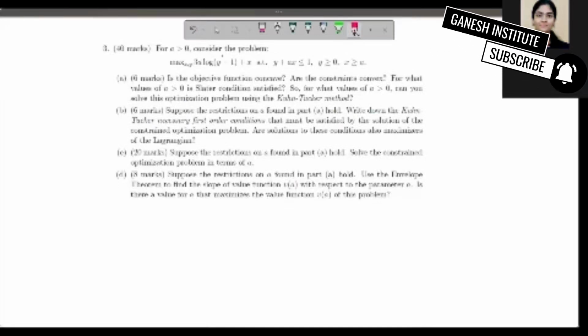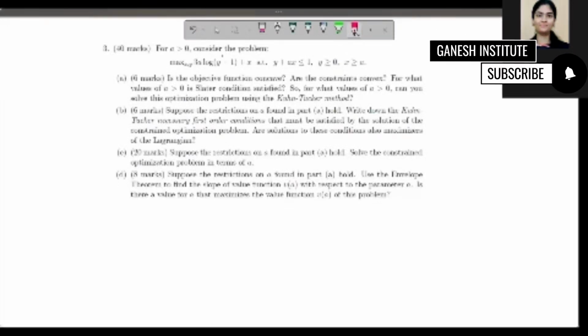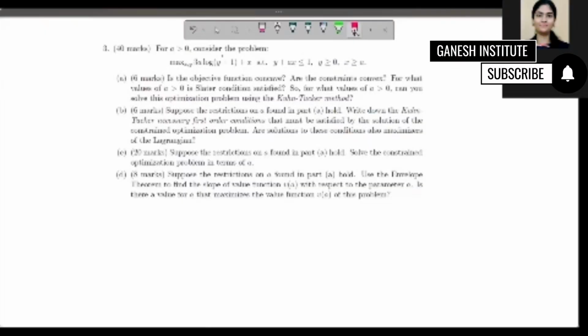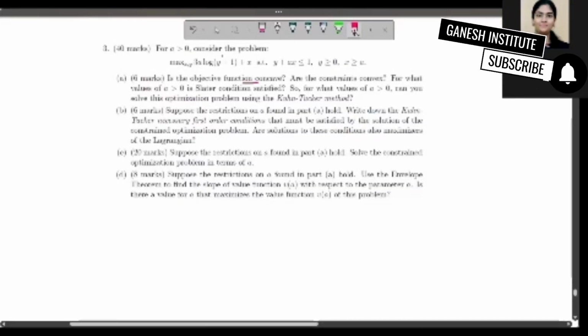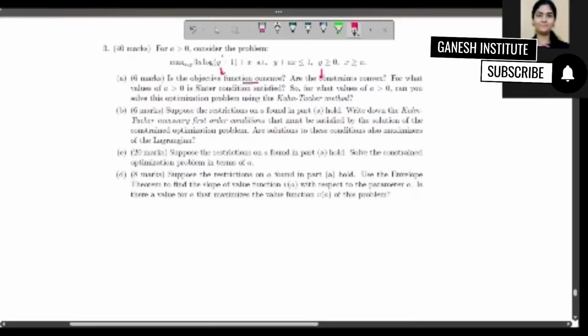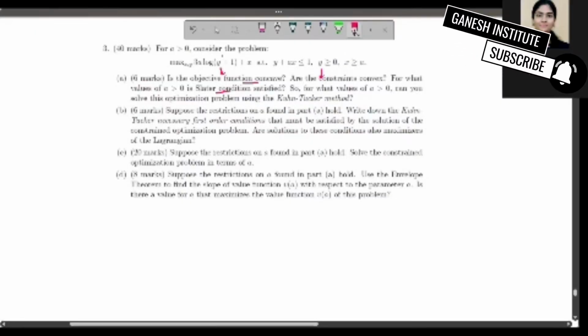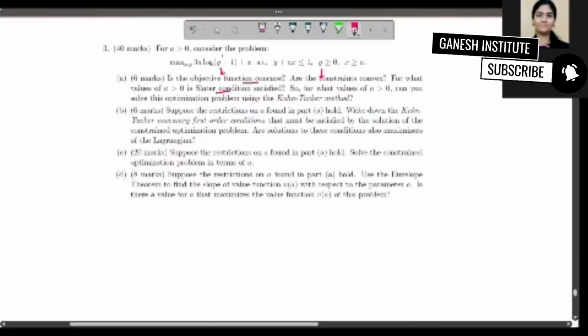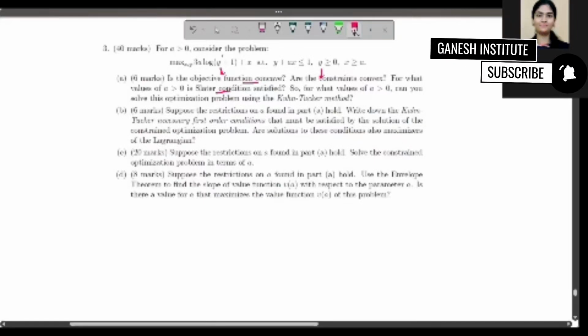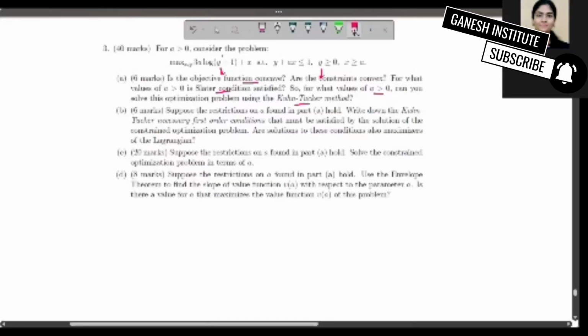See the question, every single question from the sets which are given. Firstly, find out and check whether it is a concave or convex thing. Check for objective function, check for constraints. Once you do that, check it for Slater: remove the equal sign and check it for strict inequality. And then for what values of a greater than 0, you have to use Kuhn Tucker.